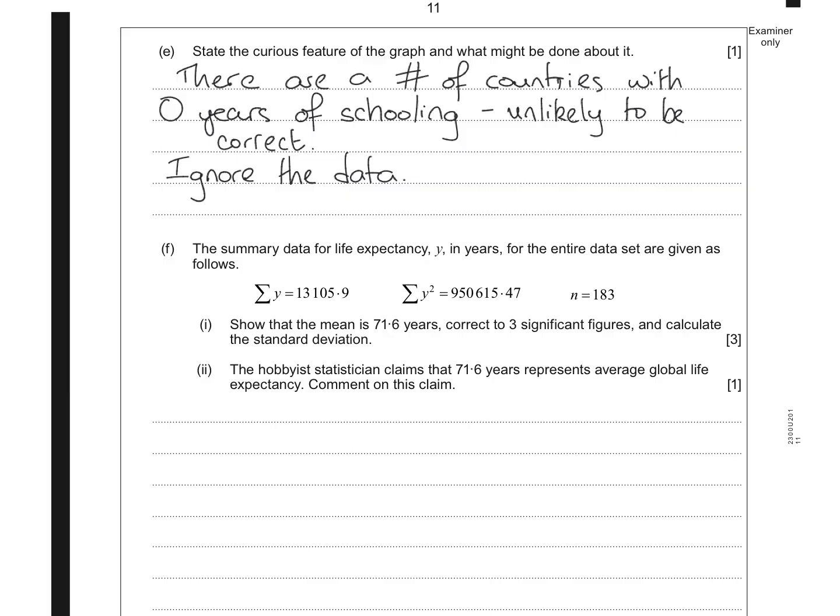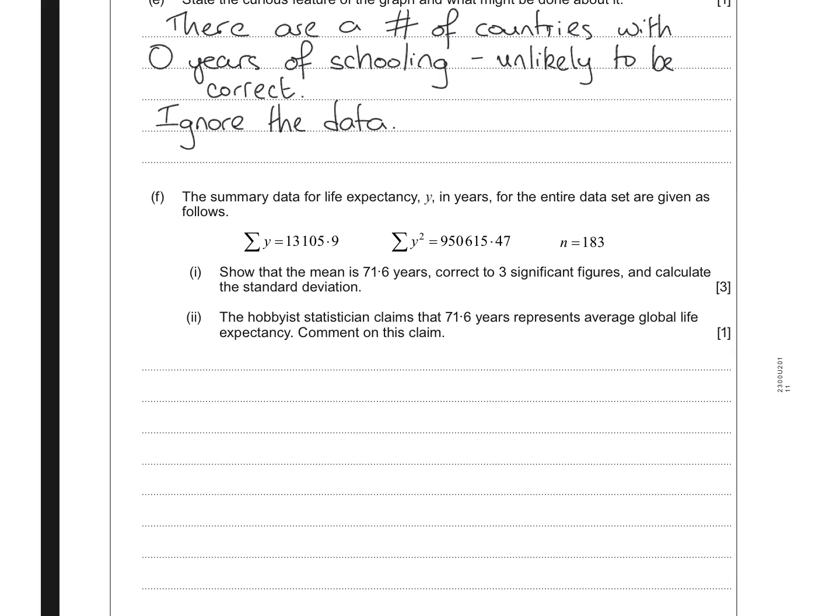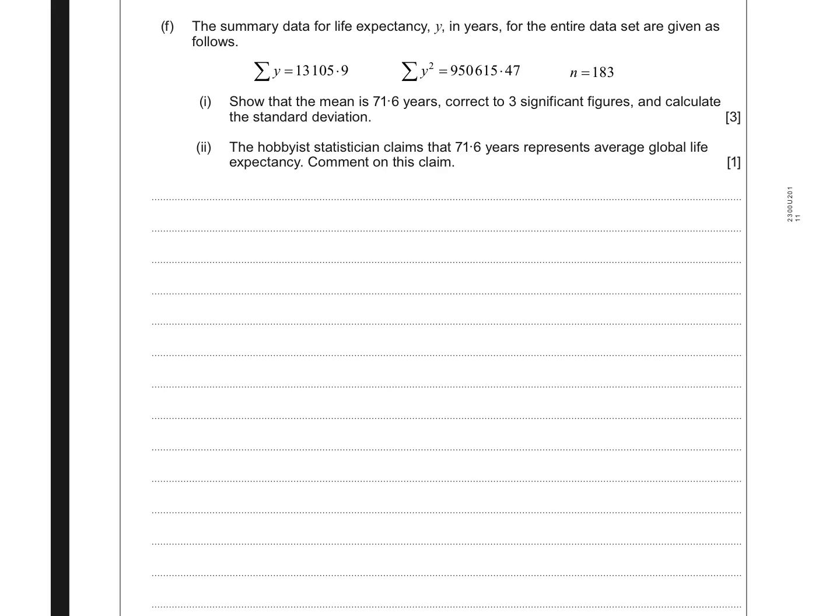Fine. Summary data below, so the sigma y squared, and n, as in the number of countries, show that the mean is that. Gotta love a nice show-that question, because you know when you've done it right. And then what have we got? Claims that 71.6 represents average global life expectancy. Comment on this claim. Okay, so we know how to do the mean. Oh, I missed out, it says standard deviation as well.